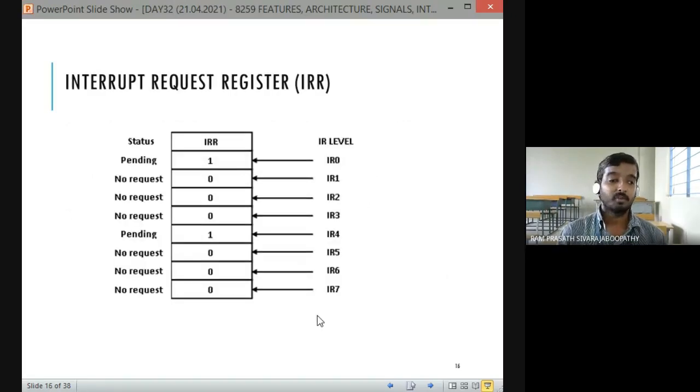Okay. So you can see on this diagram what are all the interrupts that are currently pending. What are all requesting? Pending or requesting, you can take it either way. On seeing this, you can respond. Out of the 8 interrupts, which interrupts are currently pending? Yes, interrupt IR0 and IR4.